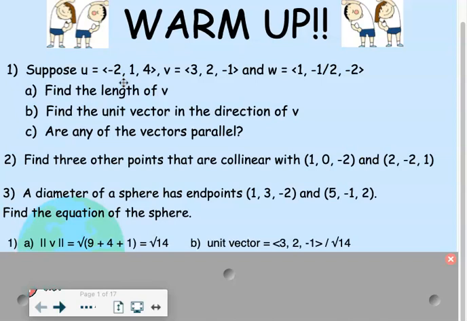Are any of the vectors parallel? This was where some of you got a little stuck, because how do you know if the vectors are parallel? It's not like I've taught you anything like the slope of a vector, right? How do you know if they're parallel?